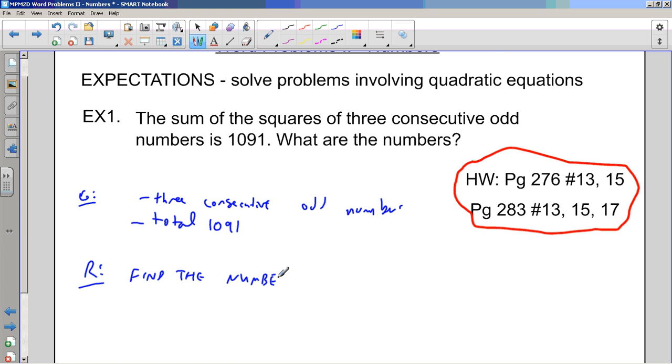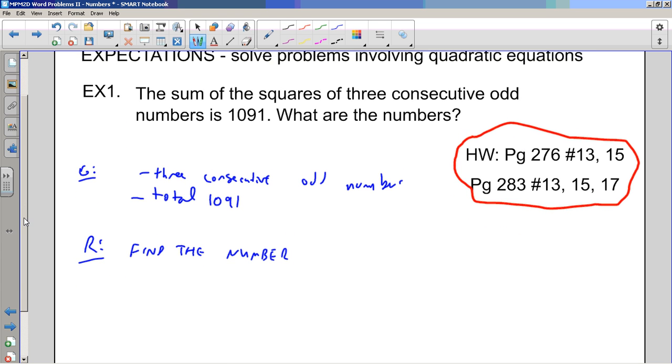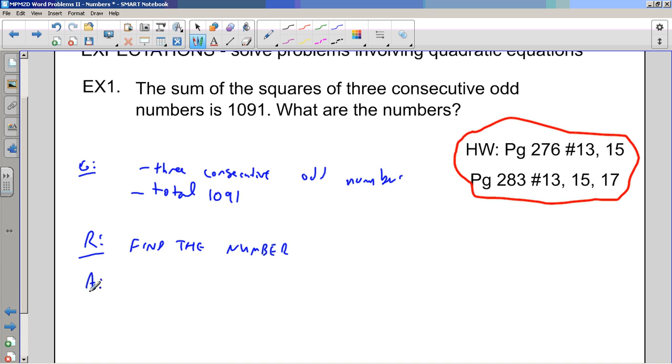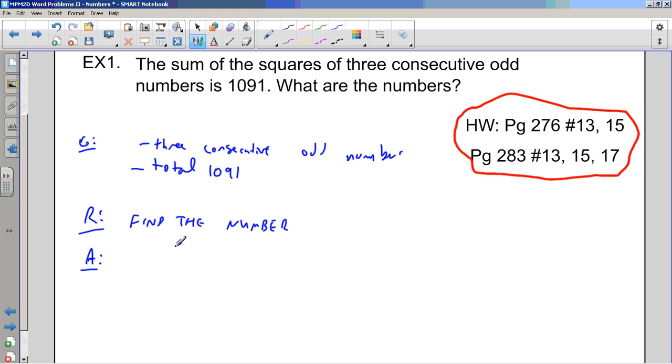Between these two things, this is kind of our planning stages, and then our A for analysis is the brainstorming part. We think 3 consecutive odd numbers. Well, let's get expressions for those, right? If we have our first odd number, second odd number, and third odd number, then we can see if we can make an equation.